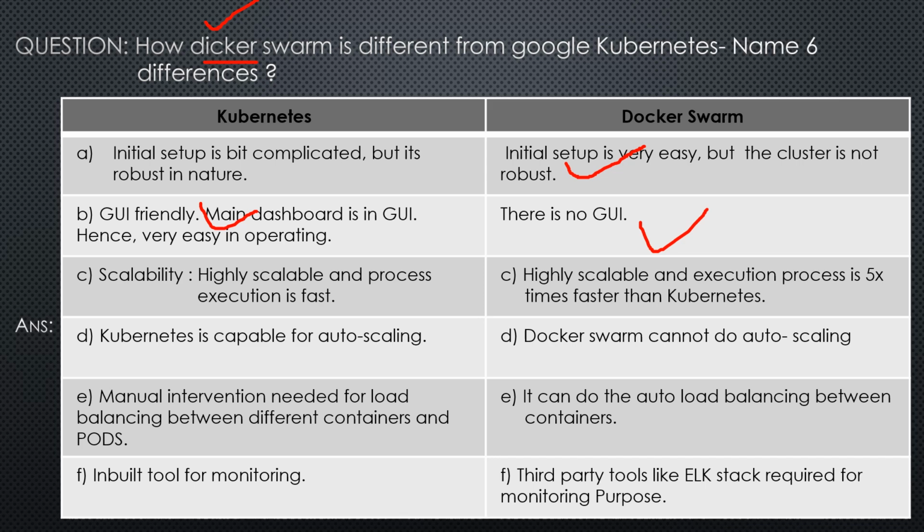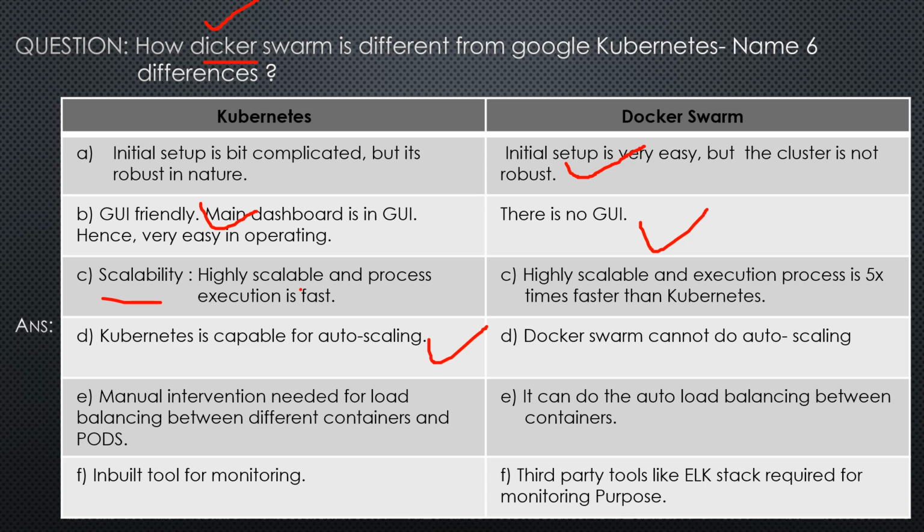Point number three is very important, which is scalability. Kubernetes is highly scalable and process execution is fast. However, Docker Swarm is also highly scalable and its execution process is 5x faster than Kubernetes. Next, Kubernetes is capable of auto scaling. Yes, a very important difference. Auto scaling, guys.